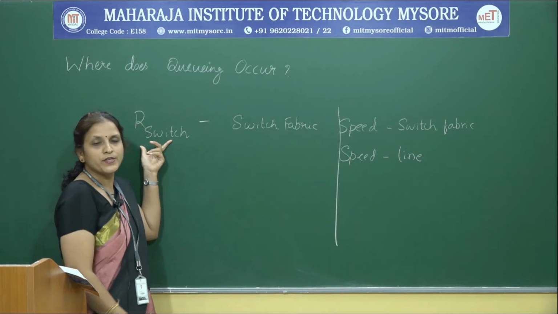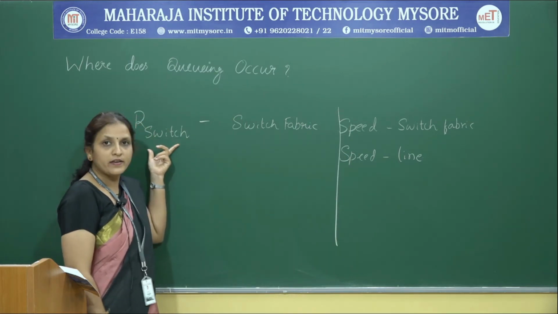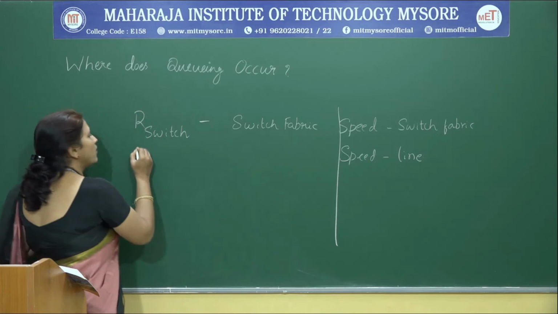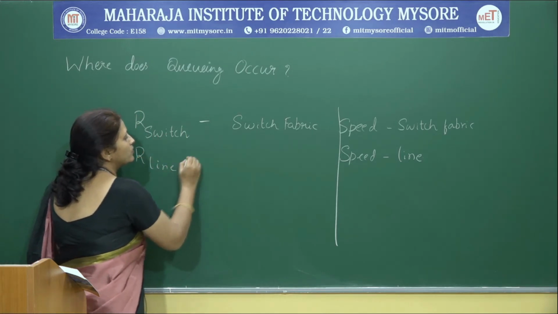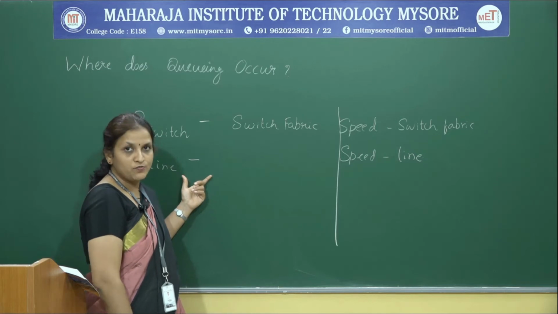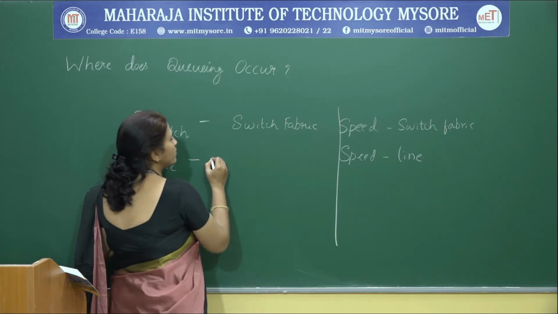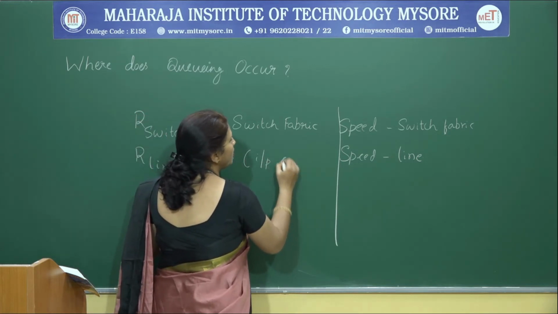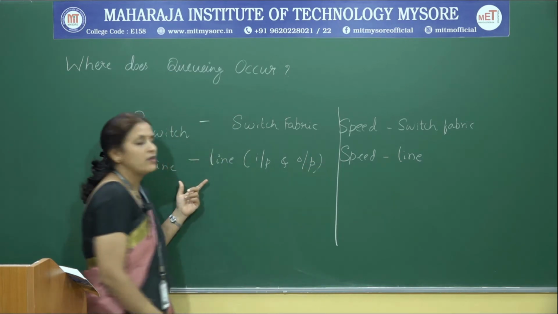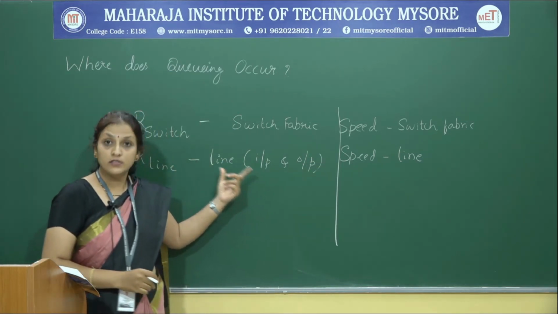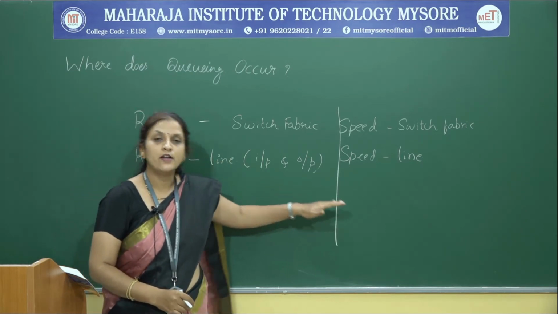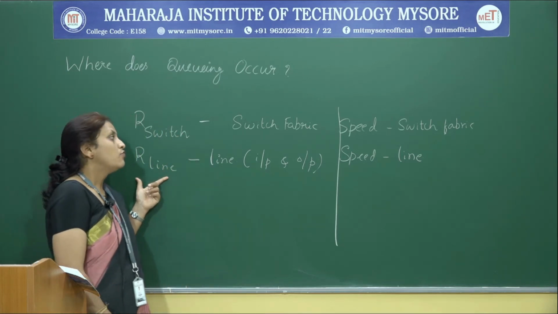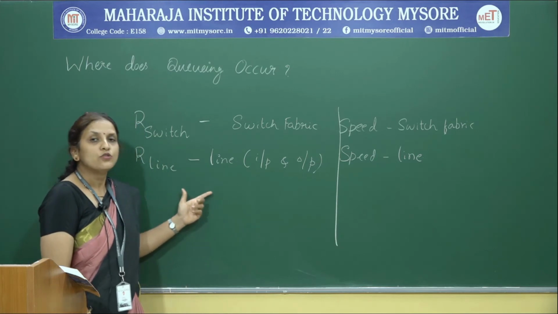Our switch represents the rate of transmission of packets from input port to the output port by the switch fabric, and we have R line, which represents the rate of transmission with which a packet is moved through a line. It can be an input line or an output line. Thinking that both input port line and output port line run with the same speed, we are keeping R line as the speed with which the packets are transmitted through a line.